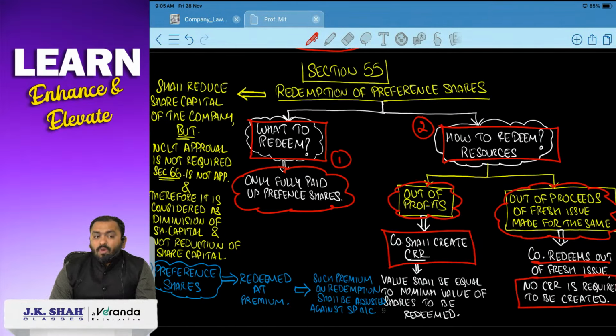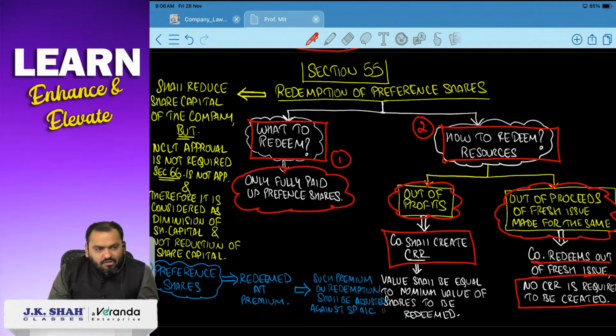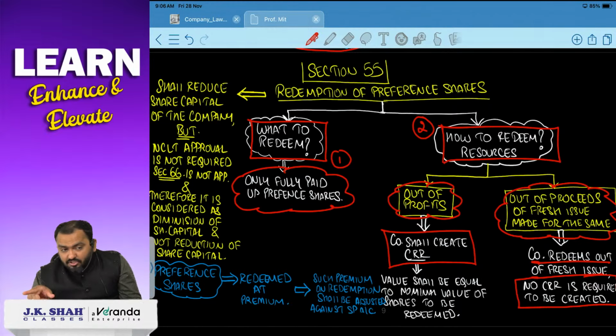Now tell me one thing: when we redeem preference shares, the number of shares of our company in the market will decrease. Earlier we had share capital of 1 crore. Now we have redeemed preference shares of 10 lakh rupees. So the share capital of the company will also decrease. Whenever the amount of share capital reduces, it can be called either reduction of share capital or diminution of share capital. You know the difference? I told you.